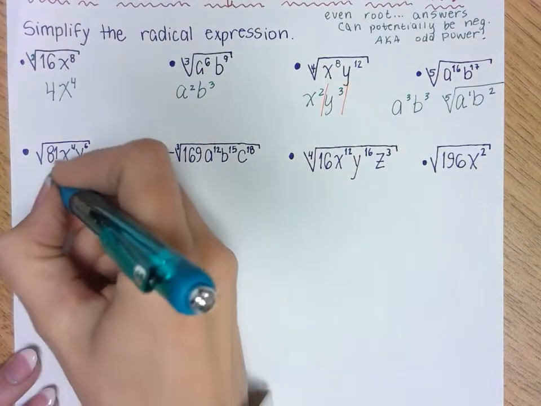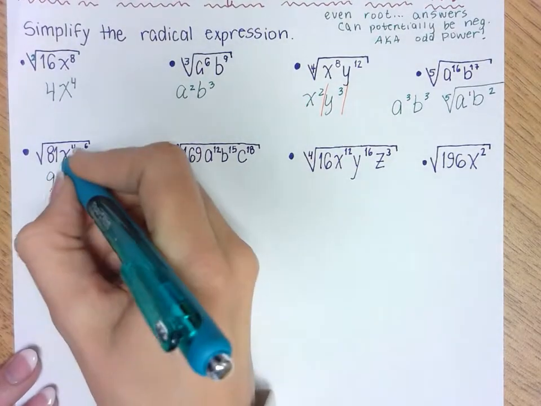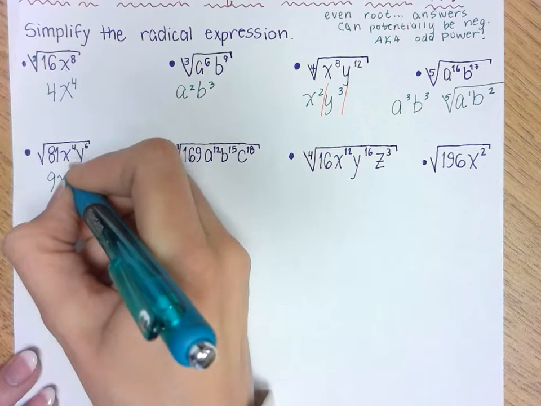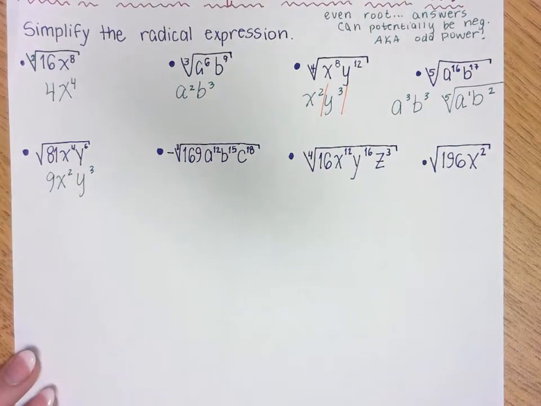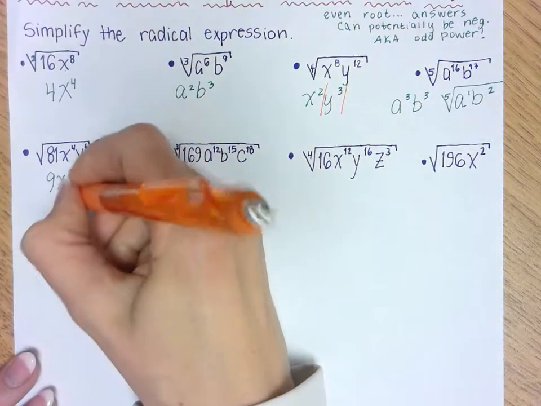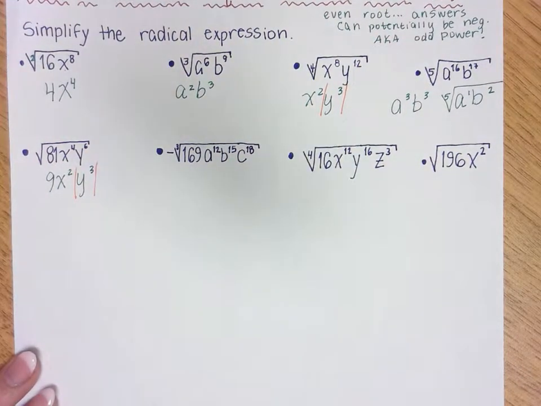Square root of 81, we got 9. Square root of x to the fourth, 4 divided by 2, so it's x squared. y to the sixth, square root is y to the third. Could anything be negative over there? This might. Let's make it safe.